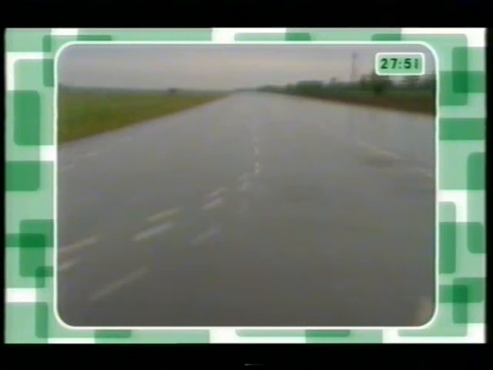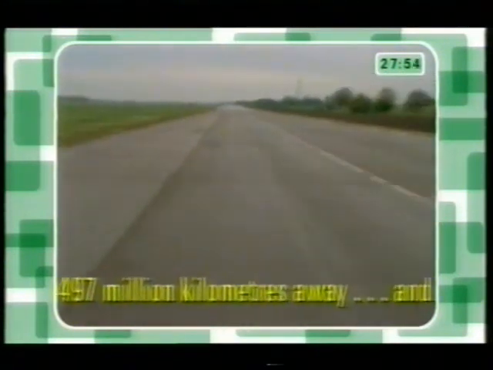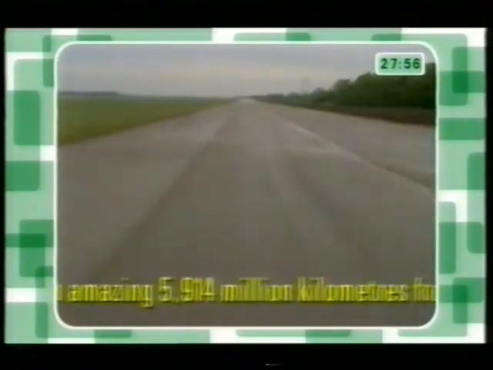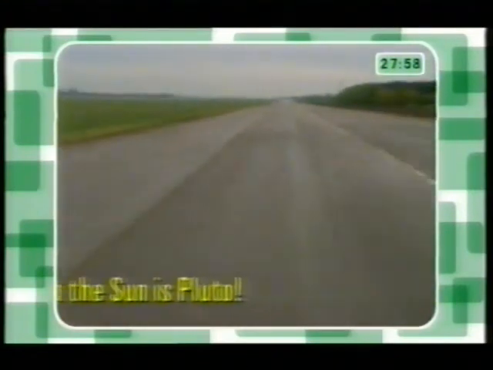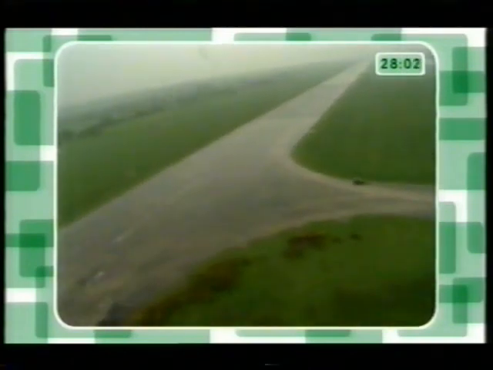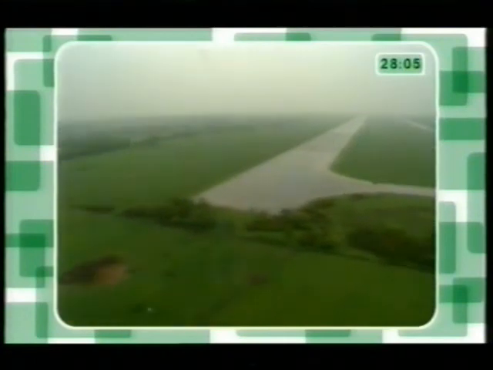Neptune is 4,497 million kilometers away, and an amazing 5,914 million kilometers from the Sun is Pluto. The nearest star to our Sun is Proxima Centauri, which on this scale is somewhere in Australia.